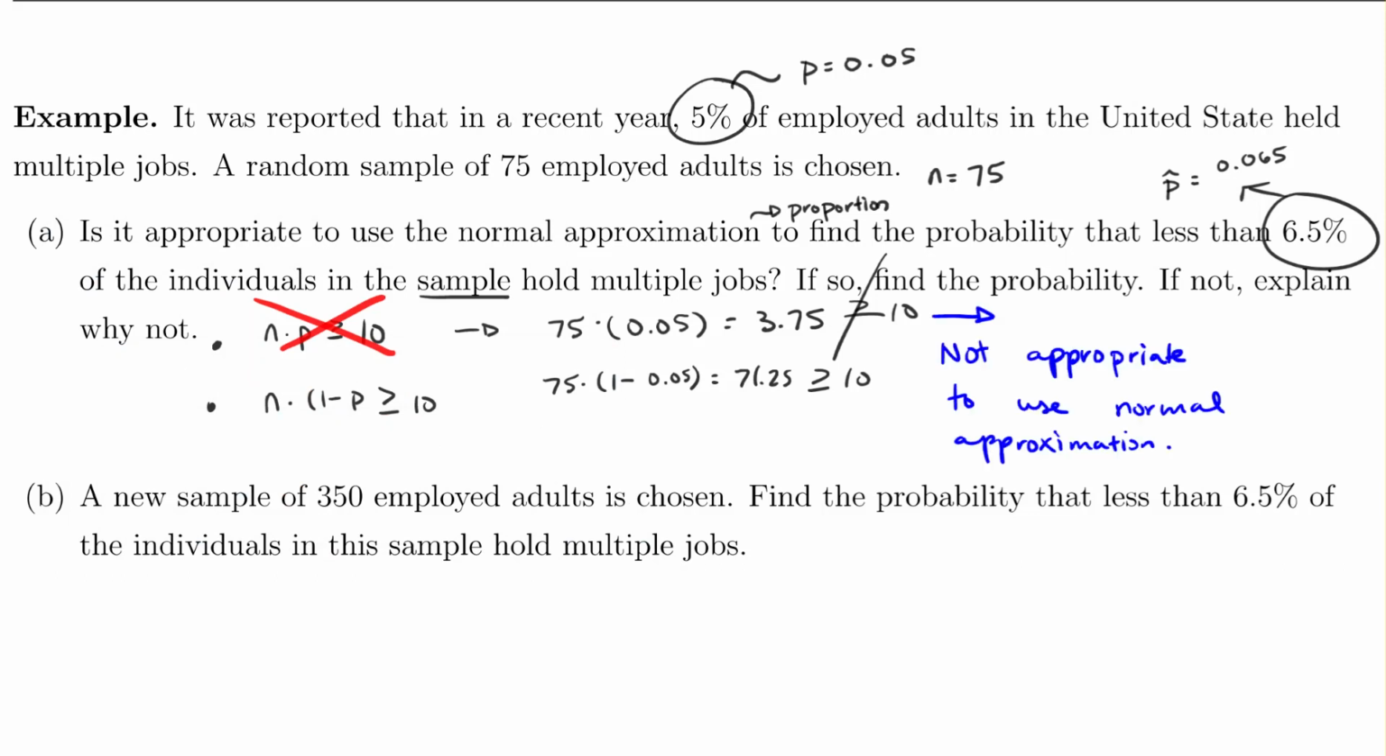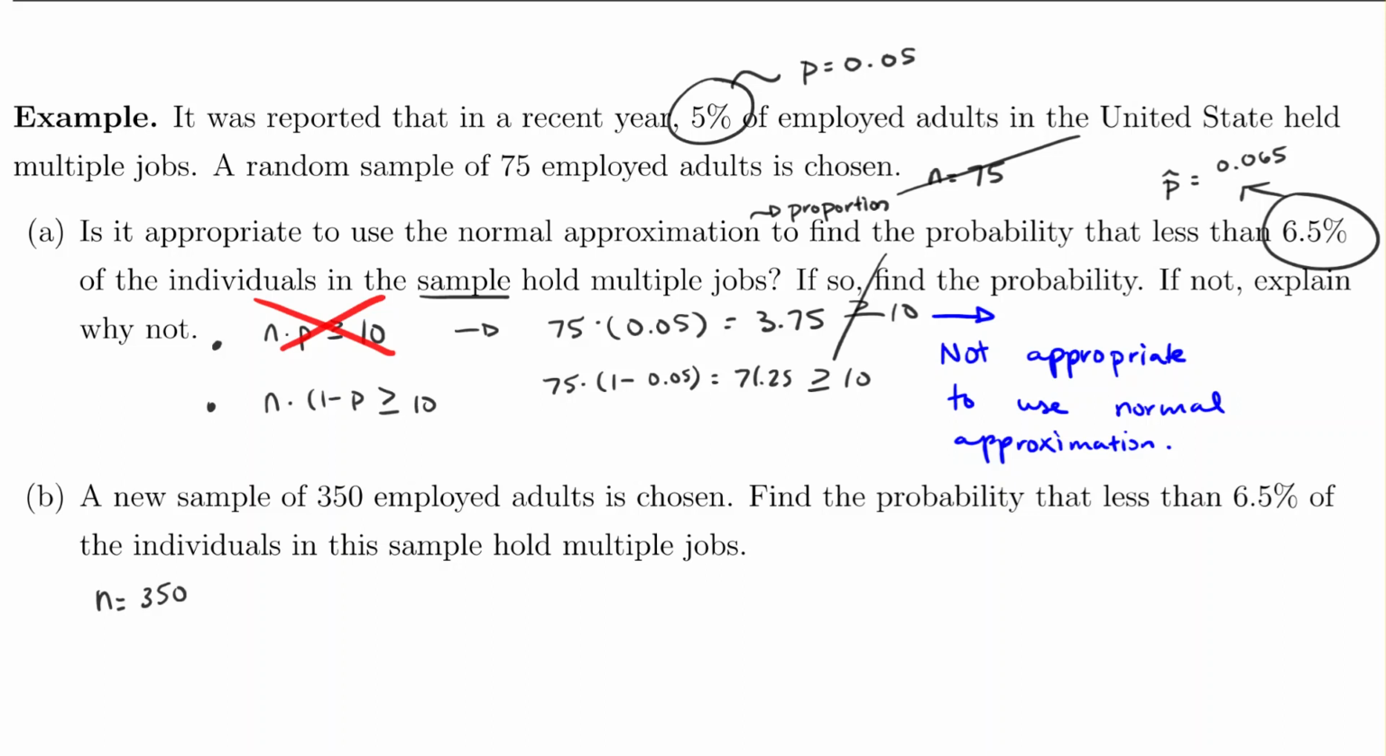Okay, let's read B. It says a new sample of 350 employed adults is chosen. What does that do? That increases our value of n. n is now 350, as opposed to the original 75. So now that we're at part B, the sample size is now 350. Find the probability that less than 6.5% of the individuals in the sample hold multiple jobs. Well, again, I can't find the probability that less than that sample proportion hold multiple jobs unless I know I'm working with an approximately normal curve so that I can then use our chart information.